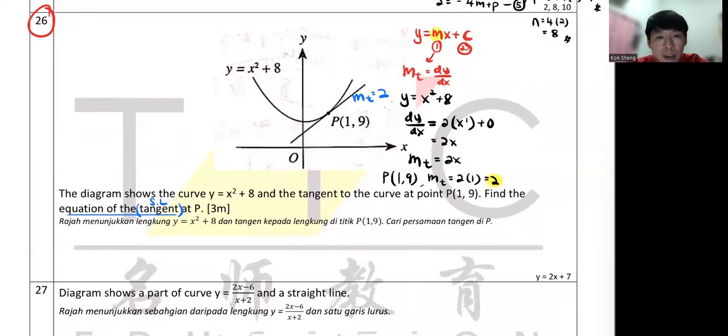And the last part is just finding the c, the y-intercept, which is this number. This is where the c is. To find the c here, we just substitute in any point on a straight line. The only point you have is point P. Substitute the point P, (1, 9), into the formula, and you can find the c already.